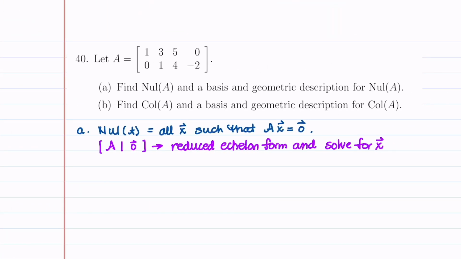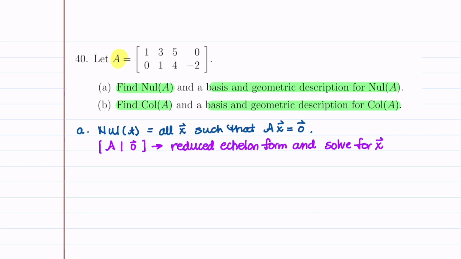In this question, we're given a matrix A, and we're asked to do two things. The first thing is that we're asked to find the null space of A, and then a basis and geometric description for the null space of A. And then after we do that, we're going to find the column space of A and a basis and geometric description for the column space of A. Let's go ahead and start with the null space.